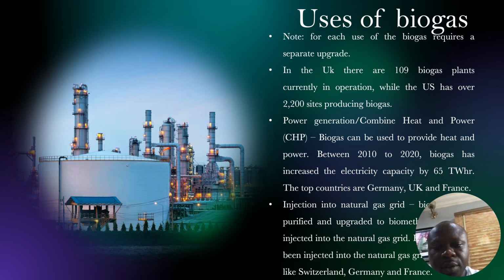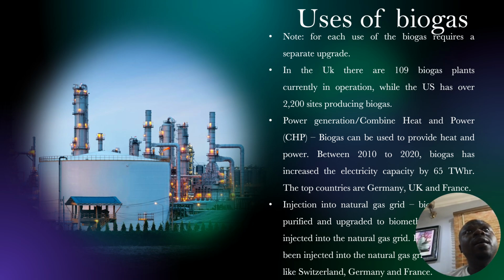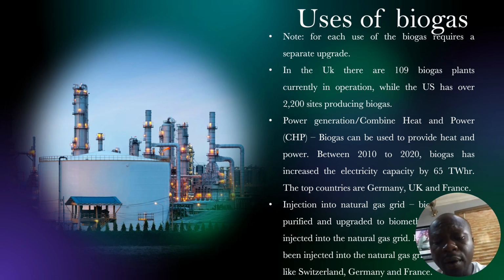Now, finally, what are the various uses of biogas? One, in the UK, there are over 109 biogas plants. In Nigeria, here in Imo State, we also have a gas plant, although it's not actually a biogas plant. The one in Ohaji is a natural gas plant, but not actually a biogas.